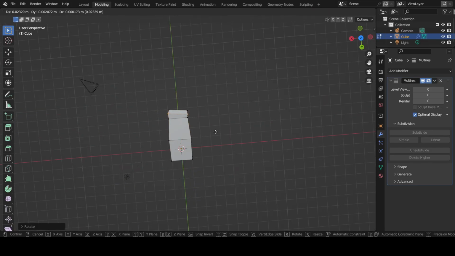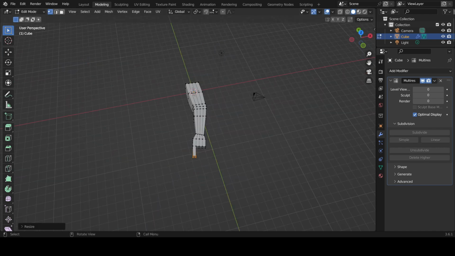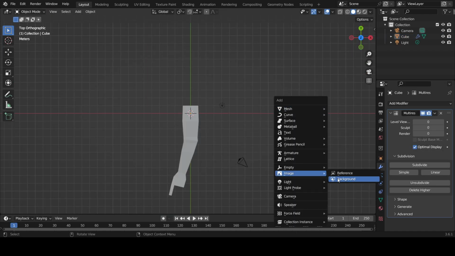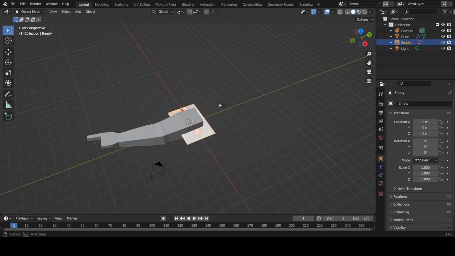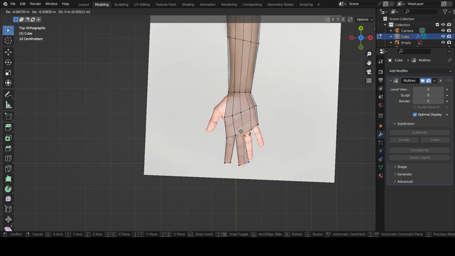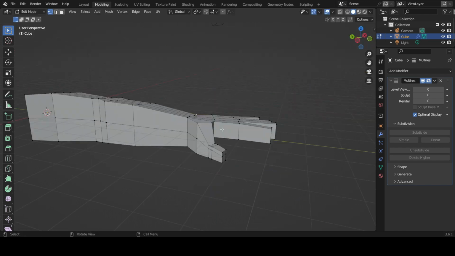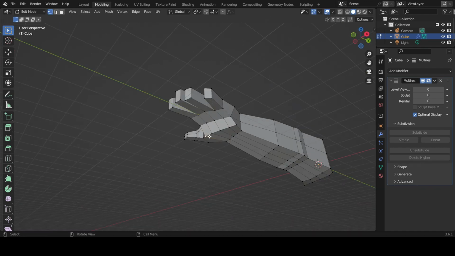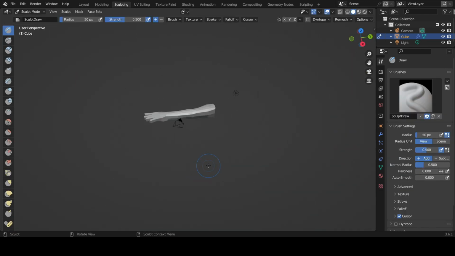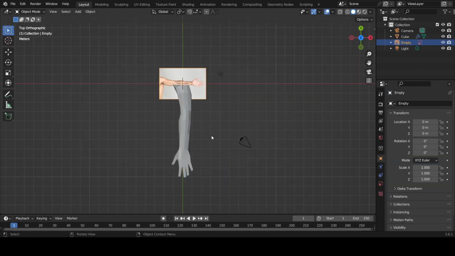Yo, welcome back. In this video, I'm going to be showing you guys how I sculpt an arm and a hand in Blender. This might seem like a random choice, but at least for me, this part of the human body is one of the more difficult parts to get right, and perhaps you guys have the same problem.